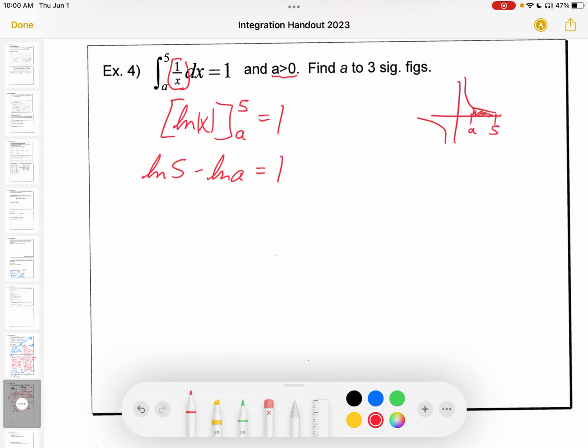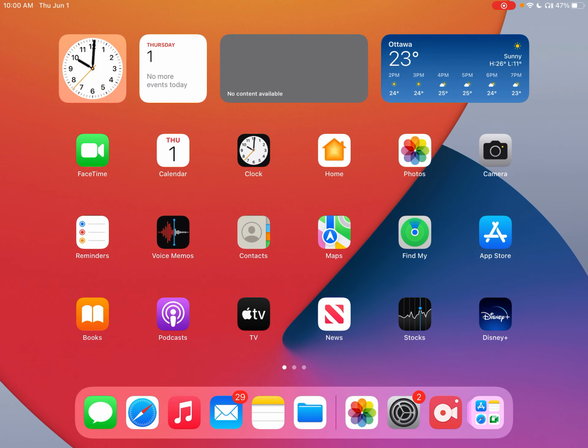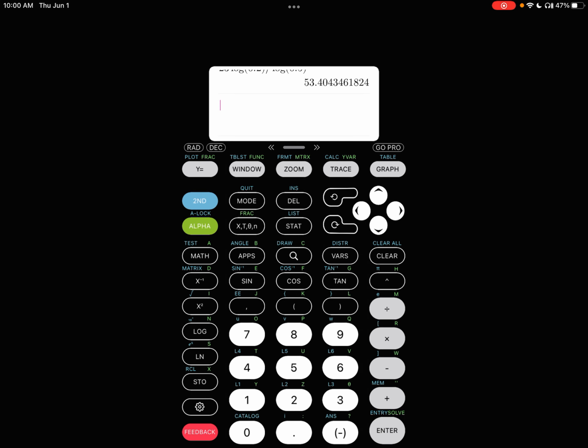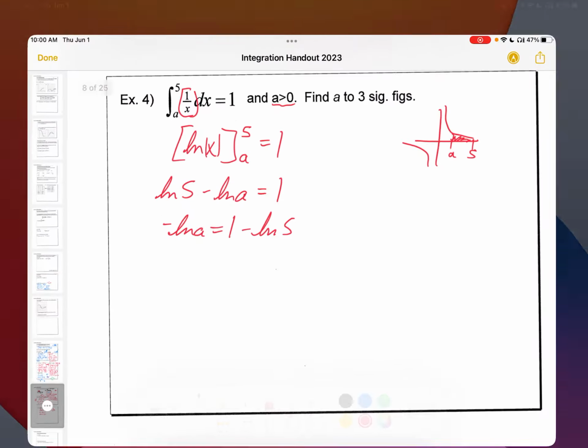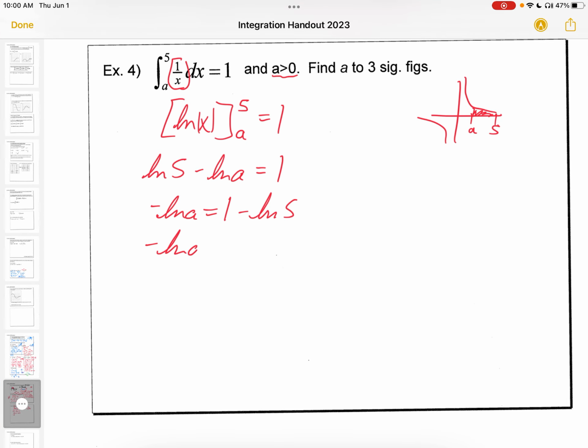Now we need to isolate ln a. So we could put the ln 5 on the other side. So negative ln a equals 1 minus ln 5. Or we could just go to our calculator at this point. 1 minus ln 5 is negative 0.609. So negative ln a is negative 0.609, or ln a is 0.609.